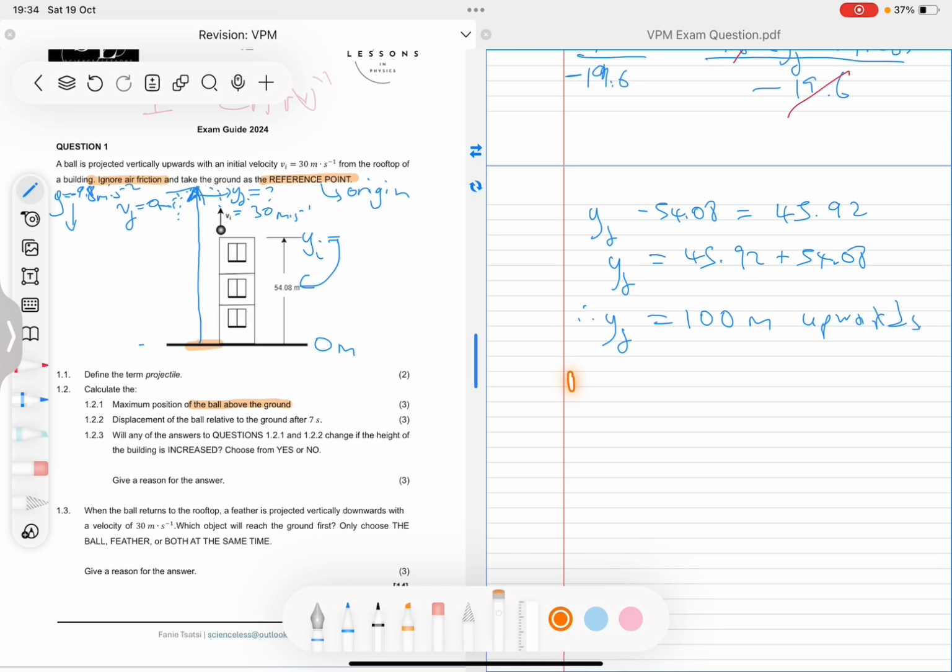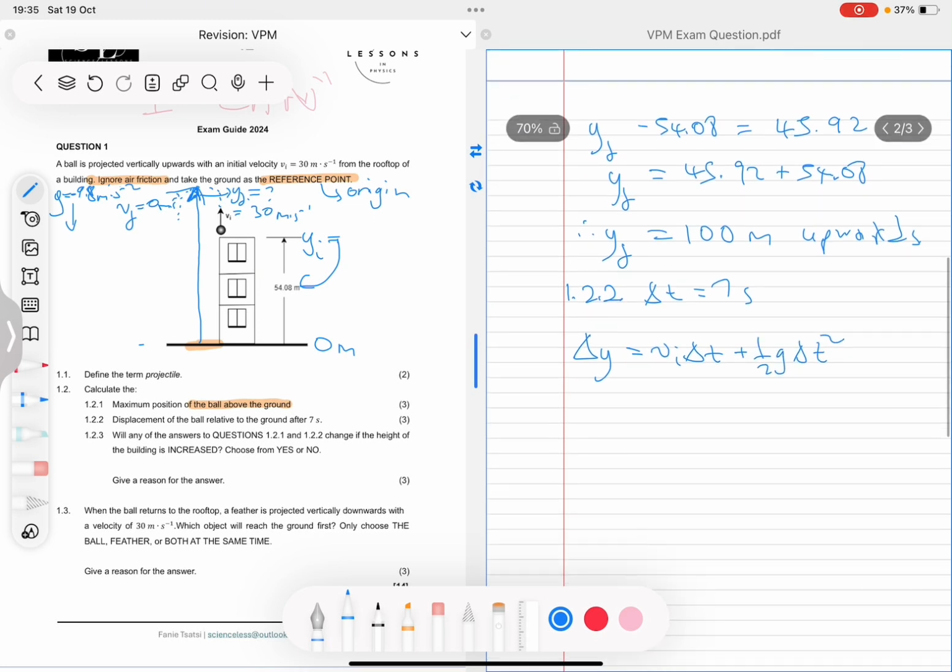The question 1.22 says calculate the displacement of the ball relative to the ground after 7 seconds. So after 7 seconds, now I'll use this equation that says the displacement equals the initial velocity times time, because they've just given me time, plus half the acceleration due to gravity times time squared.